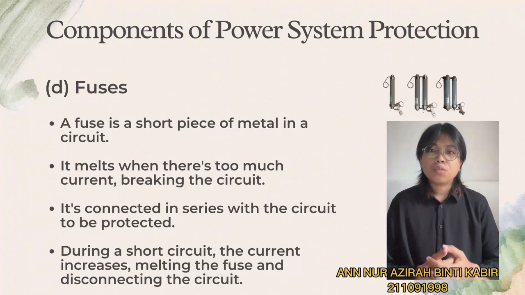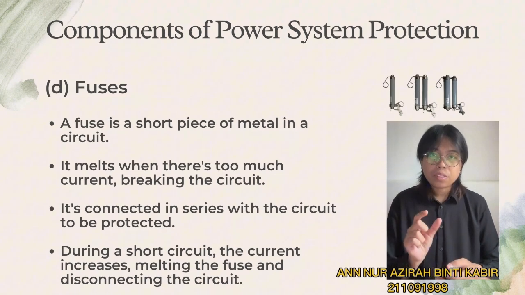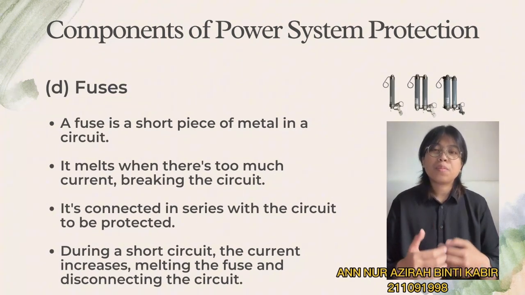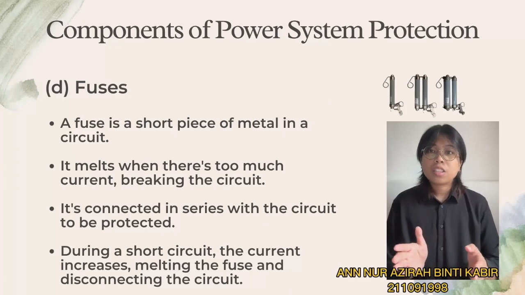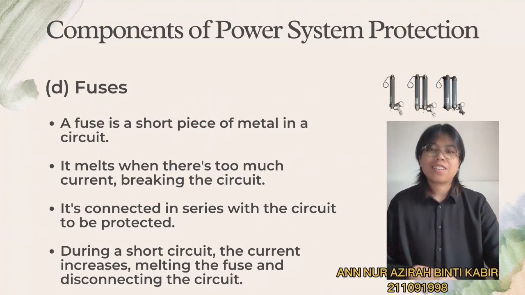And next is the fuse. A fuse is a short piece of metal in the circuit, so it melts when there's too much current, and then it breaks the circuit. It's connected in series with the circuit to be protected. So during a short circuit, the current increases, which melts the fuse, and then it disconnects the circuit.